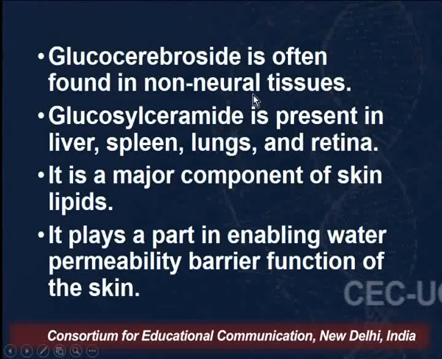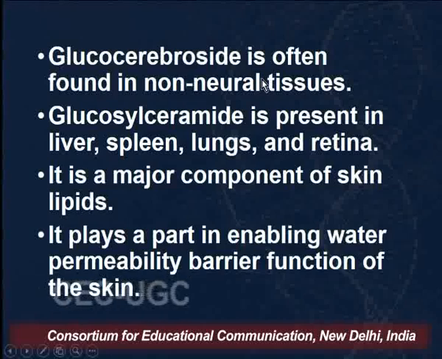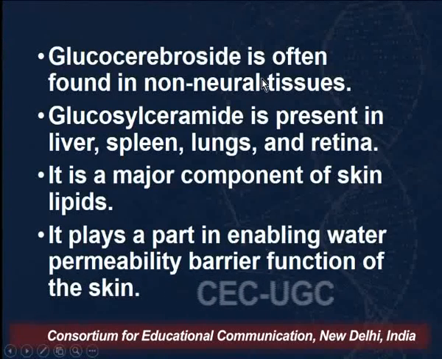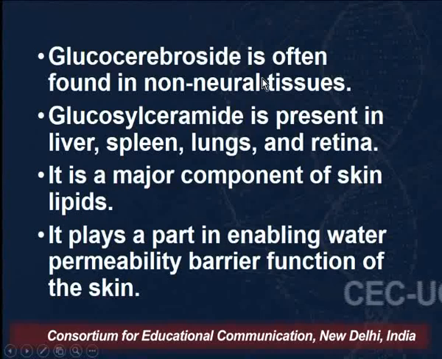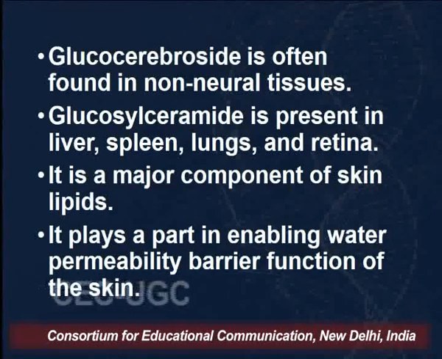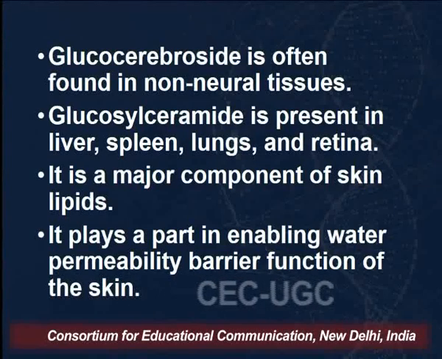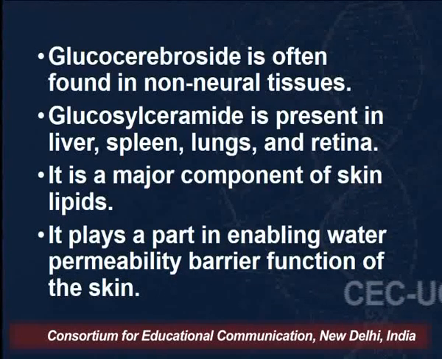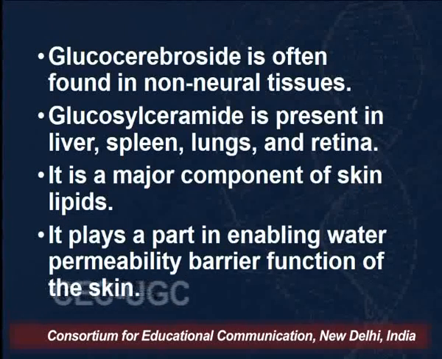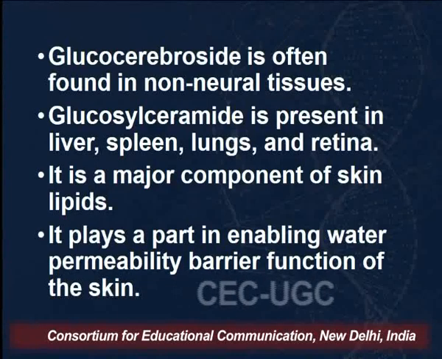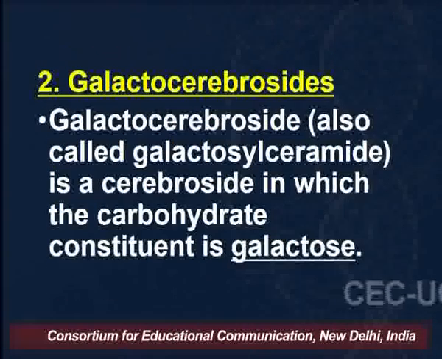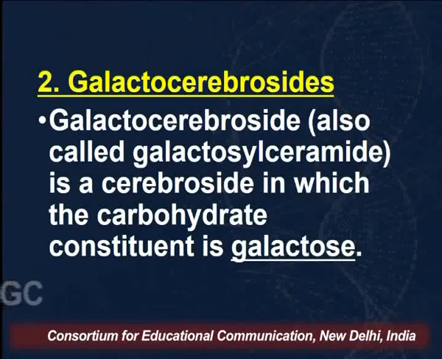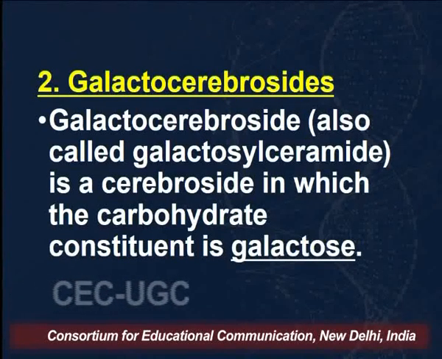Now, where is this glucocerebroside found? It is found in non-neural tissues. It is present in liver, spleen, lungs and retina. It is a major component of skin lipids, and it plays a role in enabling the water permeability barrier function of the skin. That is, it will not allow excess water loss. Now, the next class of cerebrosides is galactocerebrosides.